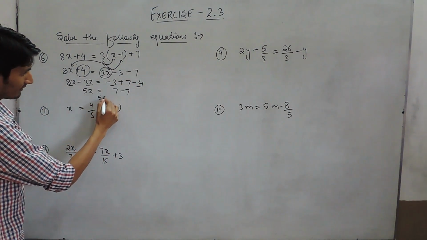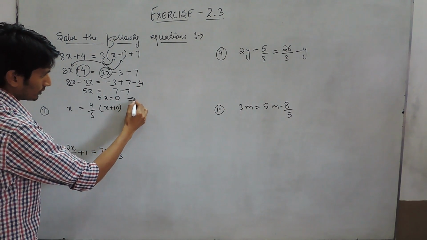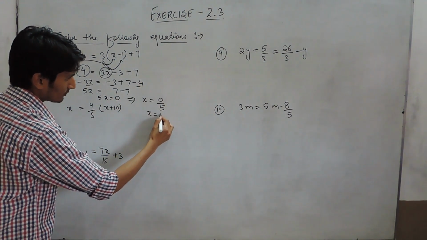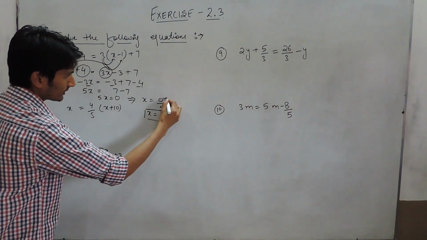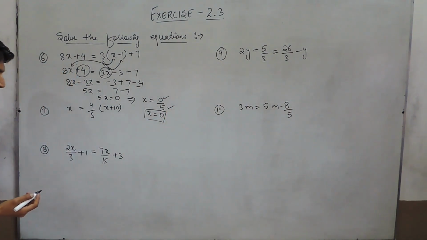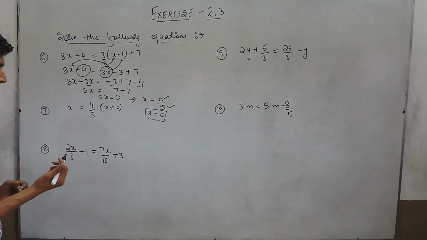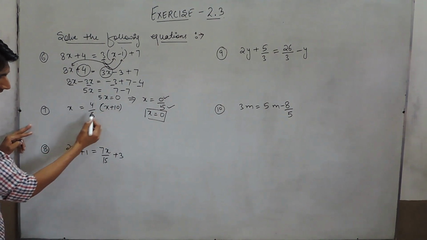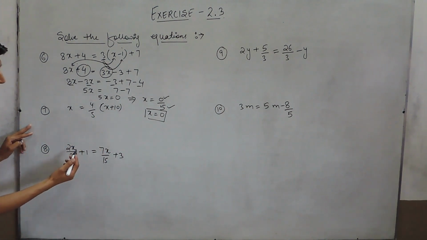So 5x will give 0. So x would be equal to 0 upon 5. So x would be 0 because 0 upon something is 0. Now, in question number 7, before solving this, we again have to open this bracket.